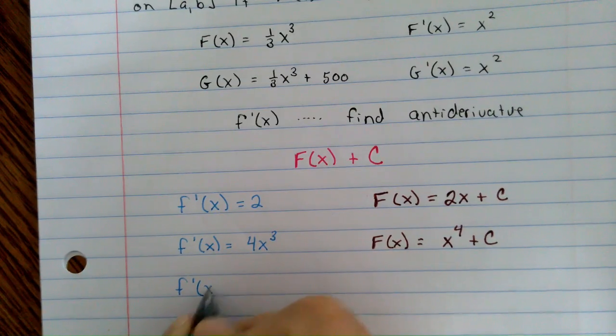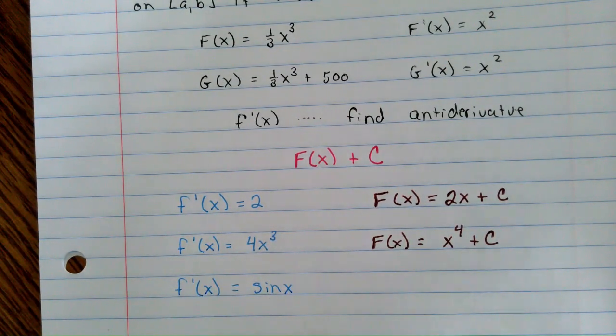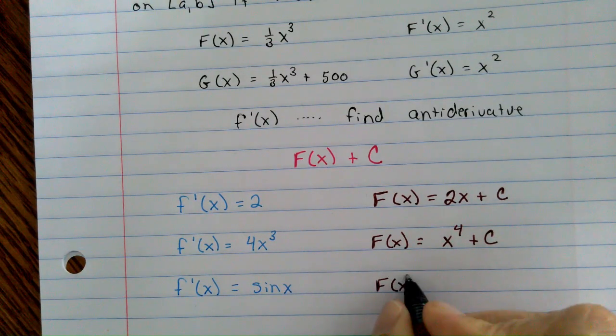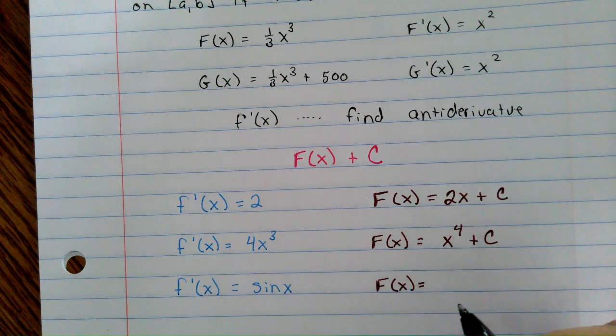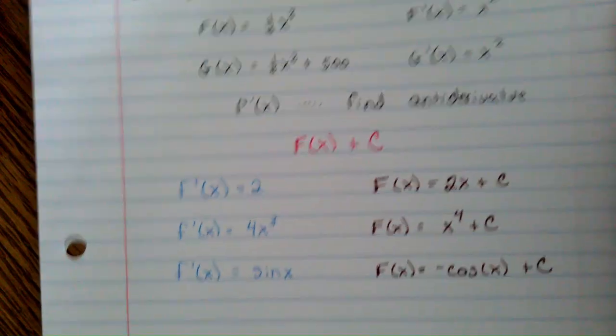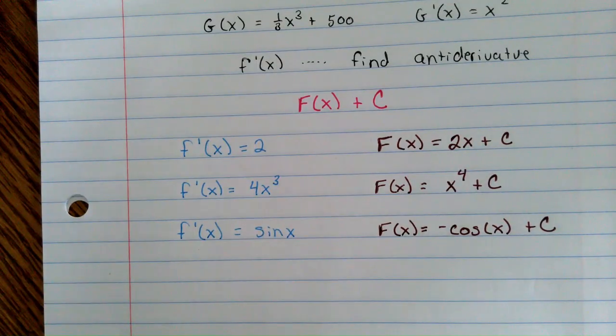Well, what if the derivative was sine of x? Well, negative sine is the derivative of cosine, so positive sine is the derivative of negative cosine plus a constant. Okay.